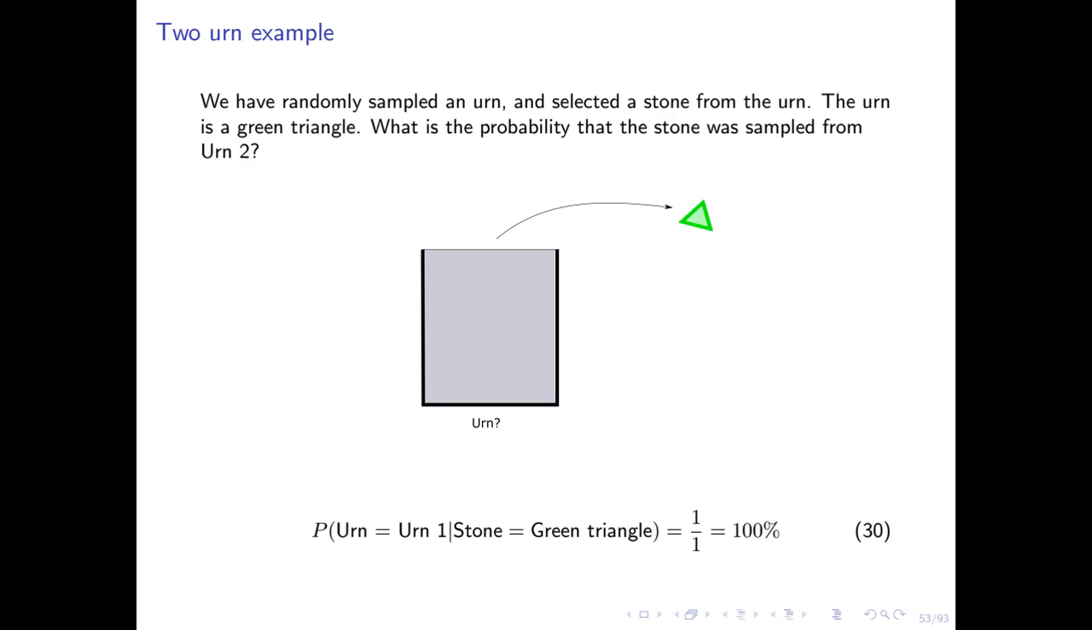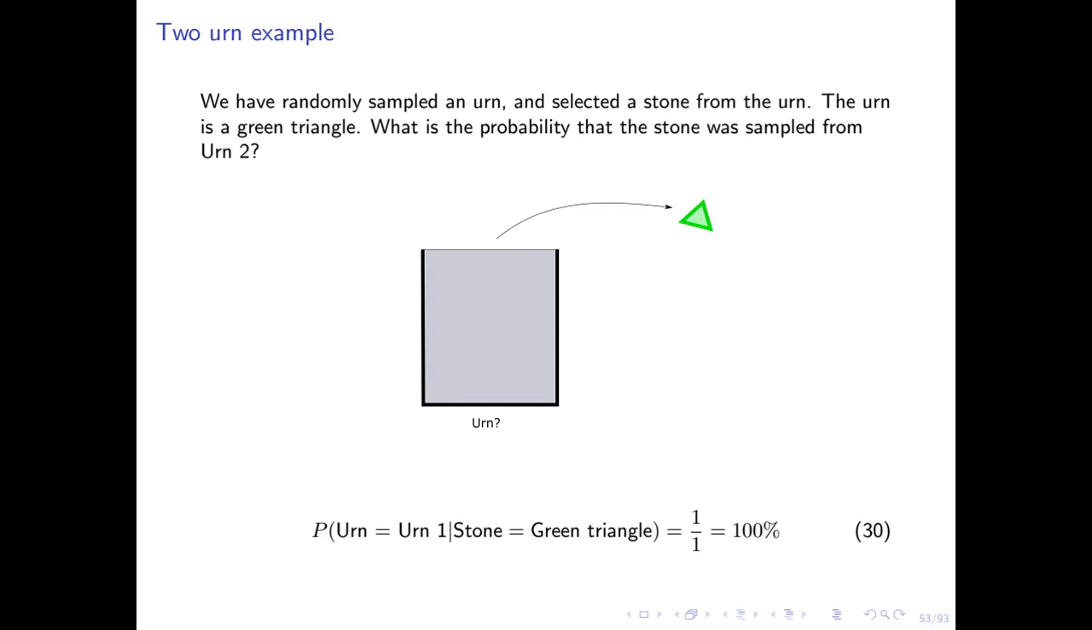Maybe just to make this a bit more concrete, let's choose the green triangle. So we sample the green triangle. What's the probability that we sample from urn 1? Yes, exactly. Urn 1 doesn't have a green triangle, so it's impossible that we sample the green stone from it.